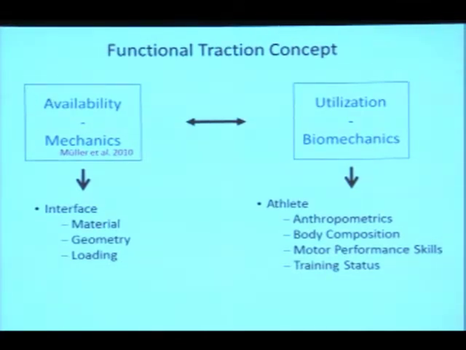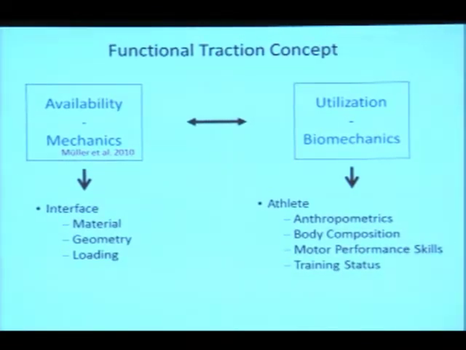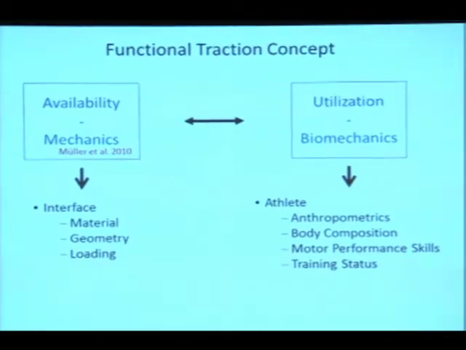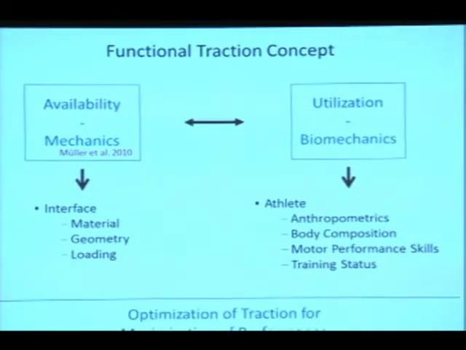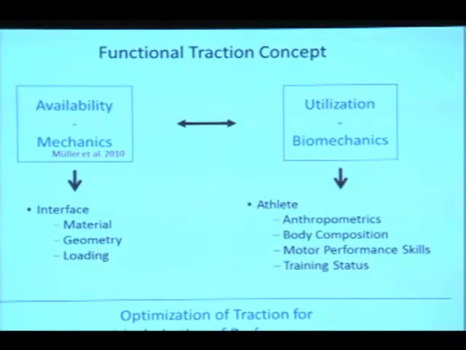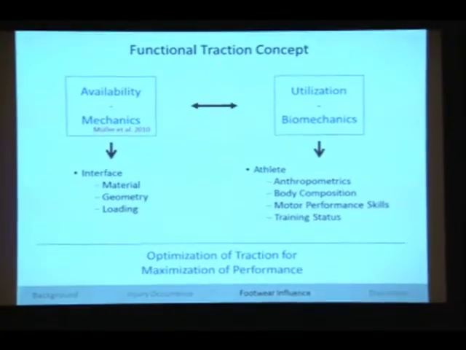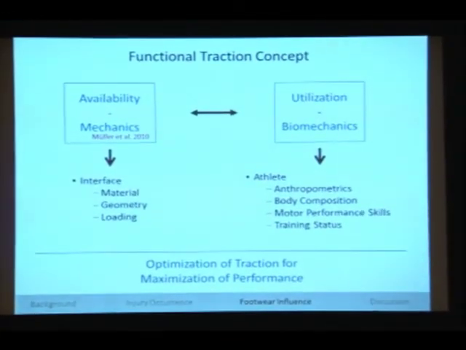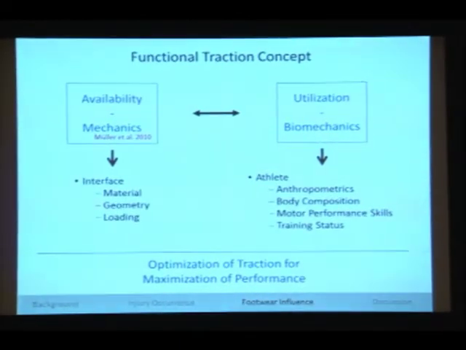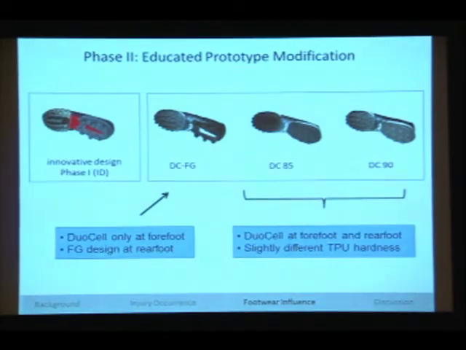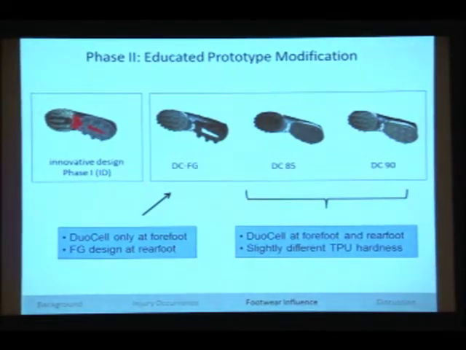Also, motor performance skill and the current training status need to be taken into account. So basically, these are different things: what is available and what can be utilized by the athletes. That is, optimization of traction is necessary in order to maximize performance. It's not a maximization of traction, it's an optimization of traction. So, this is basically what we found out from this phase 1.